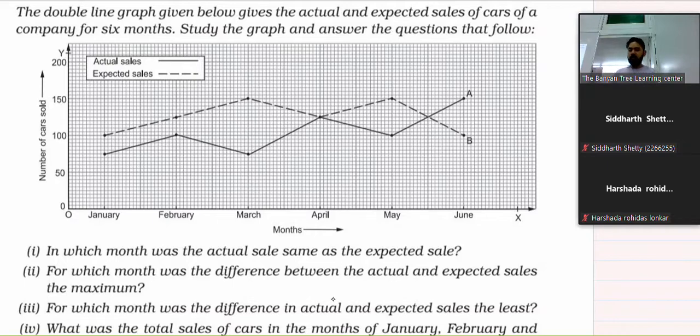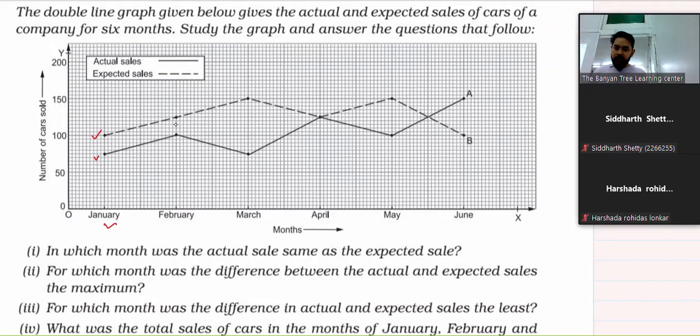Yes, you are right. So let me tell you what is happening here. See, if you see January, the expected sales were 100 cars in January, but actually how many cars were sold? Between 50 and 100, that is 75. You are right. So the number of cars sold in January was less than expected. We can say that, right?